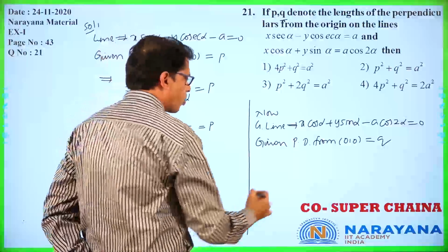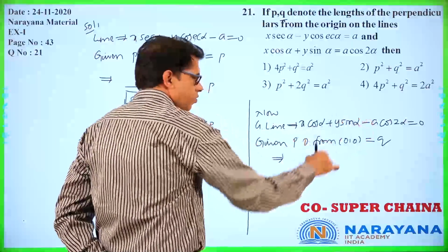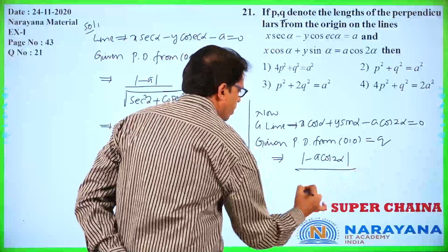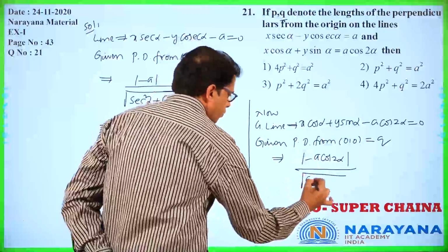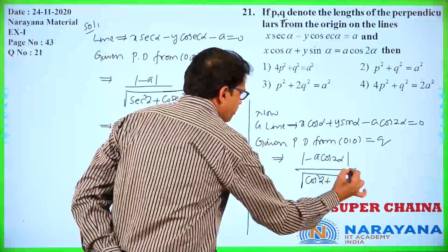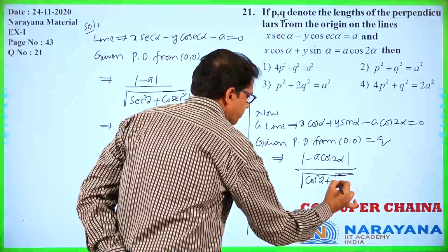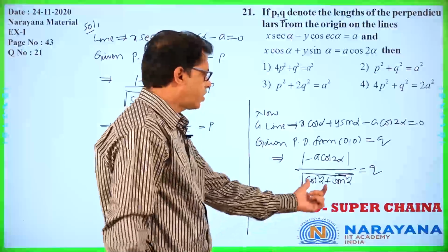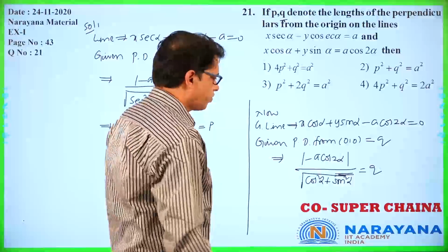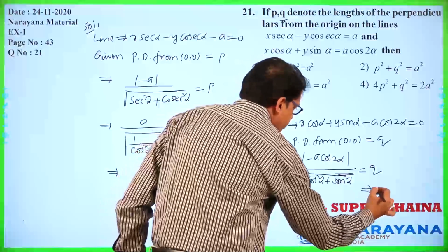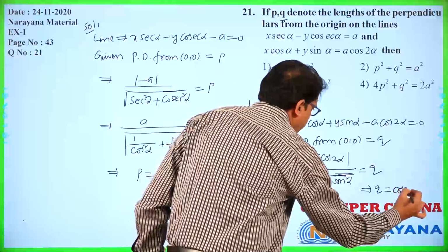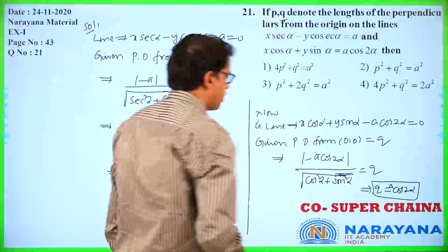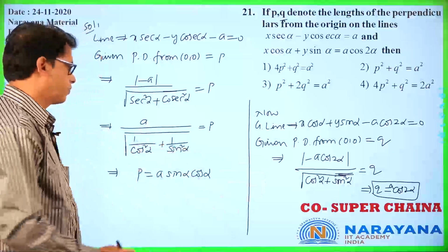That implies mod of C by, what is the C? Mod of minus A cos 2 alpha upon root under A square cos square alpha plus B square sin square alpha equals Q. So the denominator becomes 1. So what is the Q value? That implies Q equals A cos 2 alpha. This is the value of P, and the value of Q.